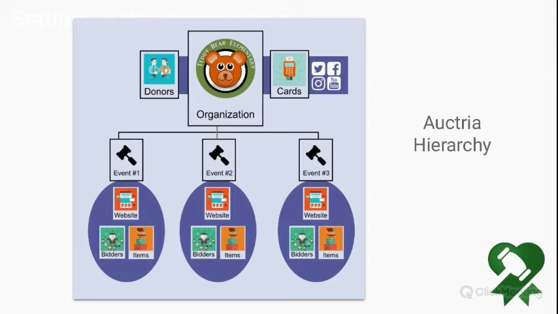At the org level, that's where you're going to set up the logo, your credit card connections, social media links, and donors. Then each event has its own items, bidders, and website. You can also set your admin level by event too. So if you have people helping with just one event, you can set it up per event.